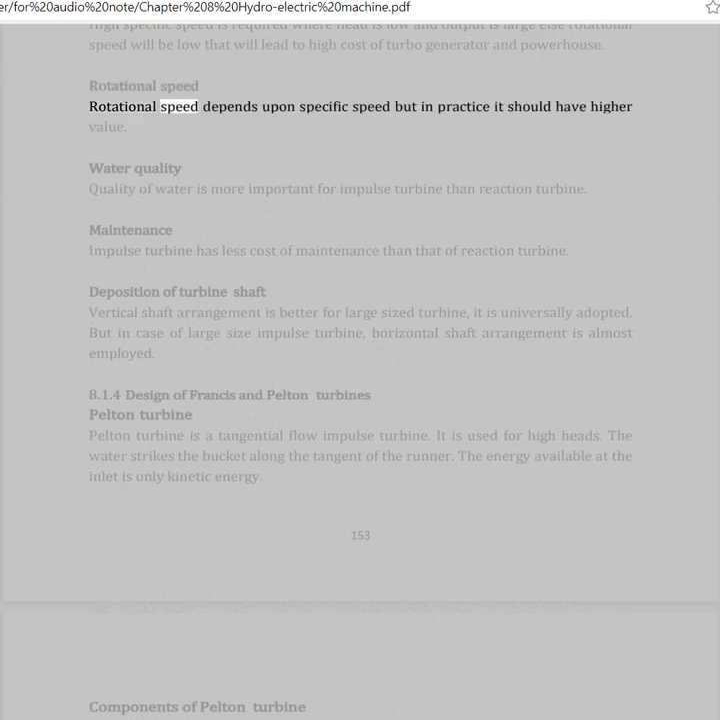Rotational speed. Rotational speed depends upon specific speed, but in practice it should have a higher value. Water quality. Quality of water is more important for impulse turbine than reaction turbine. Maintenance. Impulse turbine has less cost of maintenance than that of reaction turbine.